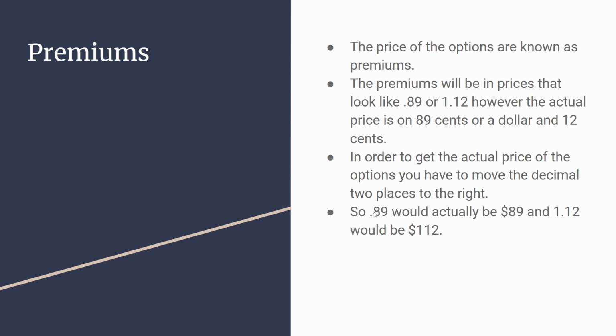So if it was at 0.89 and it moved up to 1.12, I don't know what that is exactly, like 23 cents. So it moved 23 cents, but that's actually $23. So if it moved up that much, you would gain $23 per contract.